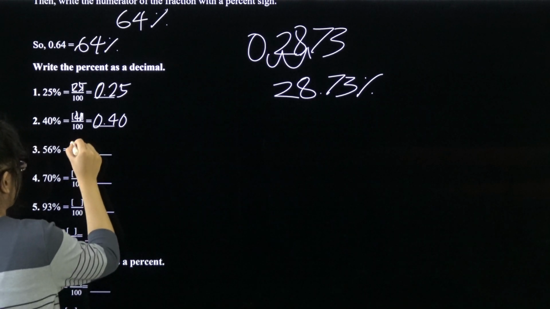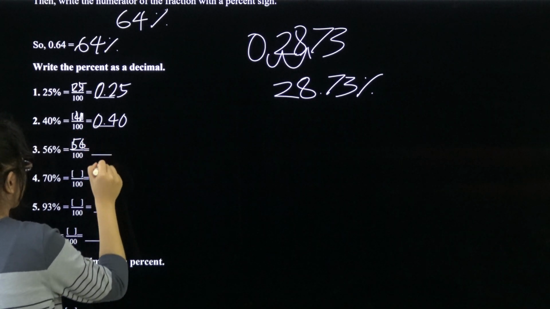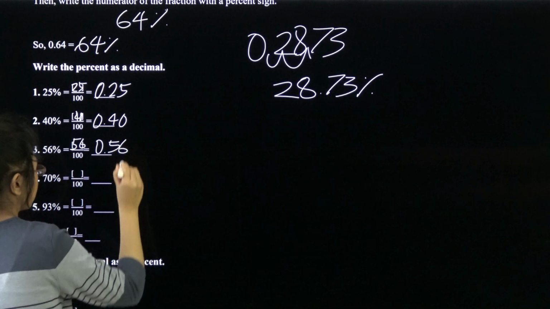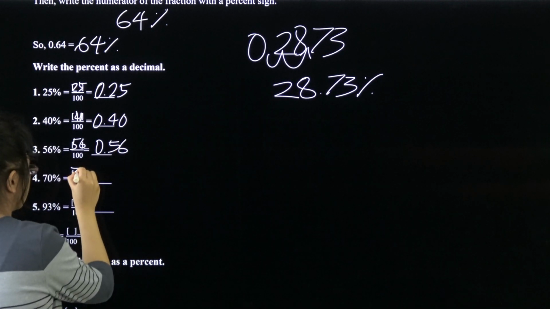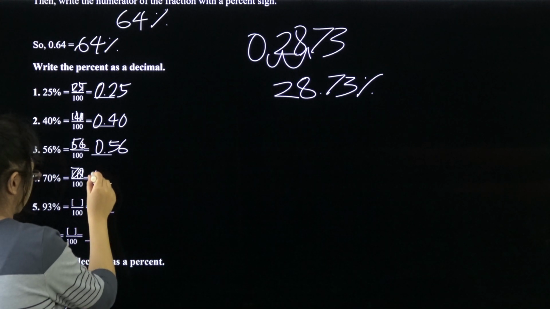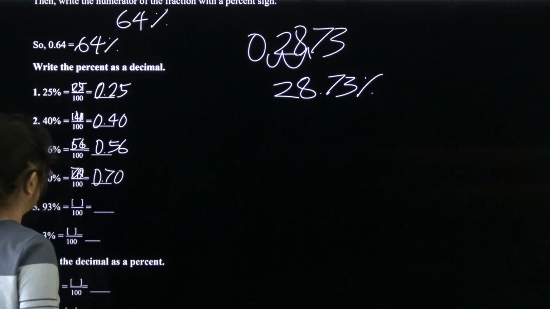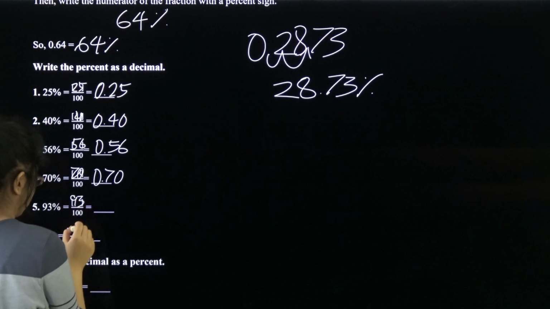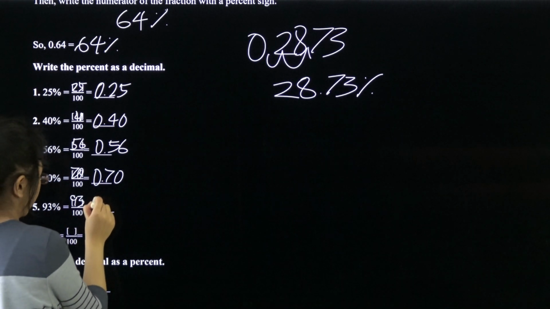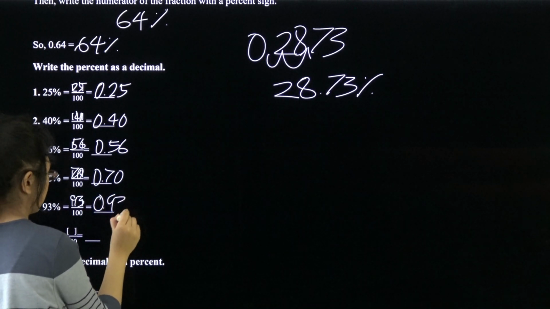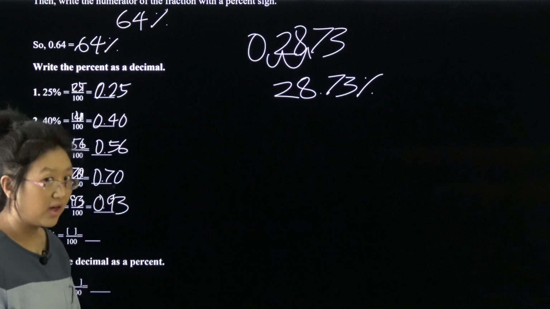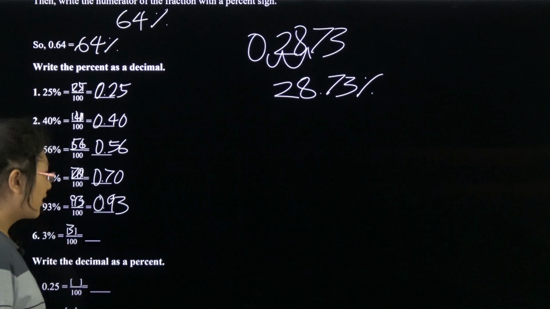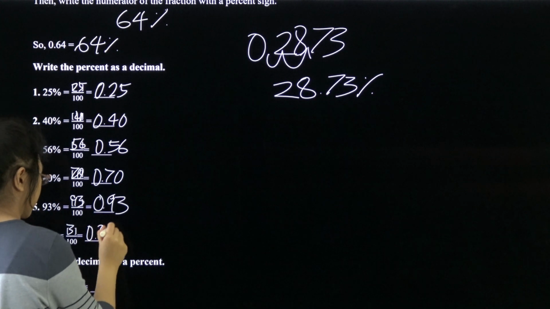So 56% would be 56 over 100 equals 0.56. And then 70% is 70 over 100, so that would be 0.70. So 93% would be 93 over 100. So that would be 0.93 because it's 93 hundredths. And then 3% is 3 hundredths, so 0.03.